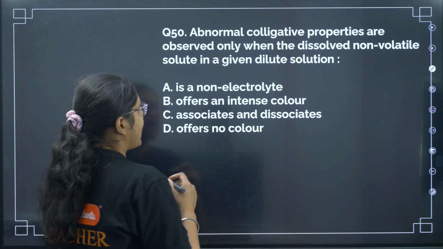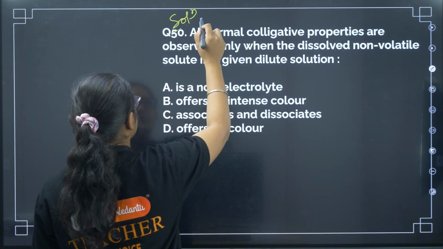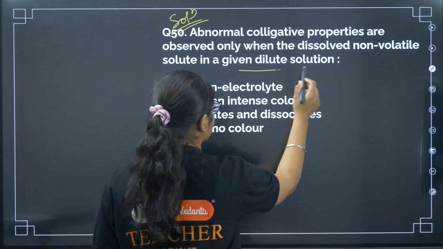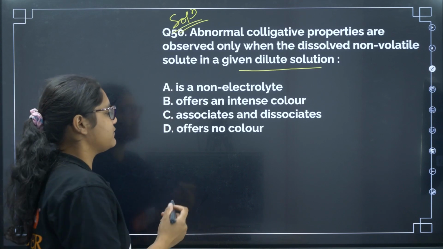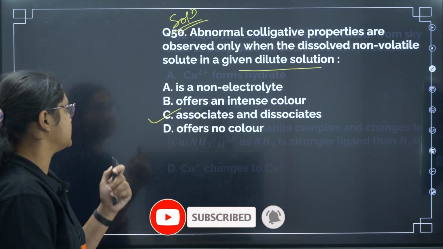Next, abnormal colligative properties are observed. So this question is from your solutions chapter. So are observed when the dissolved non-volatile solute in a given dilute solution associates or dissociates, right? That is where the Van 't Hoff factors come. So the correct answer for this question is option number C.